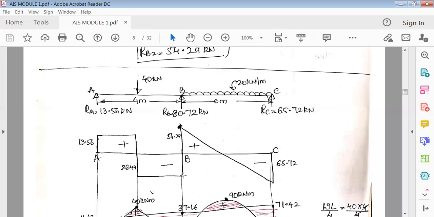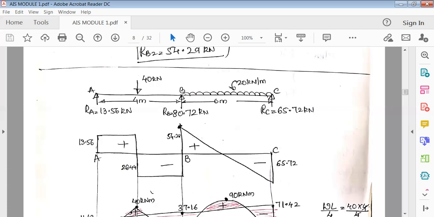Okay, now you're at this point. At this point, in the calculation it is minus 20.44 and RB is 80 points. So it is going upward, so it is plus 80.72. So this is plus 80.72, which would now be plus 54.28. So show it on the plus, positive side. So it is plus 54.28.